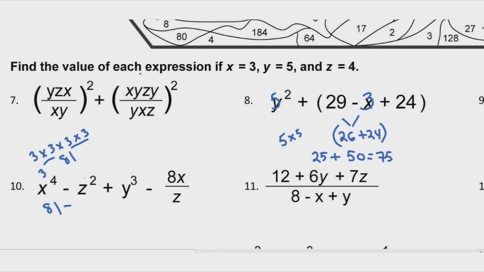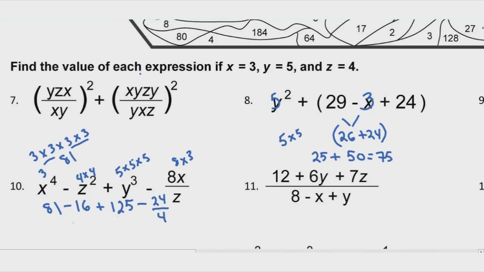Minus z to the 2nd power, that means 4 times 4, which is 16. And then we have plus y to the 3rd power, and y is 5 times 5 times 5, because we have 3 of them, we multiply. 5 times 5 is 25, times 5 will give us 125. Then we have minus 8 times x, and what does x equal? 3. So that's going to give us 24. And what does z equal? Z is going to be 4.